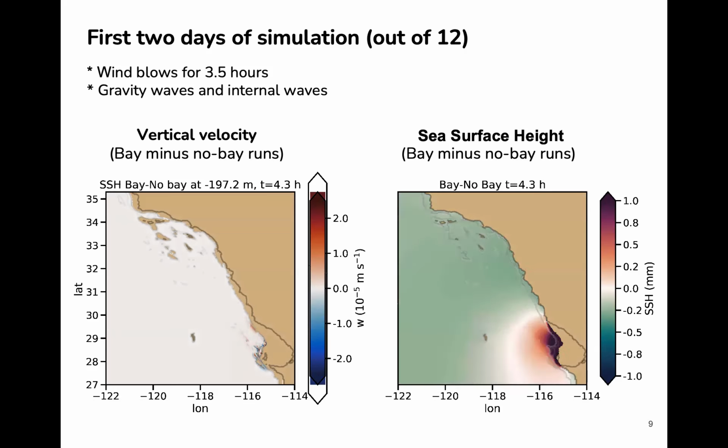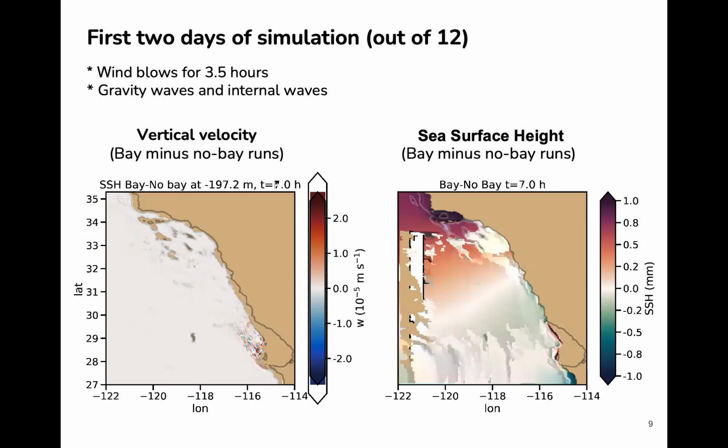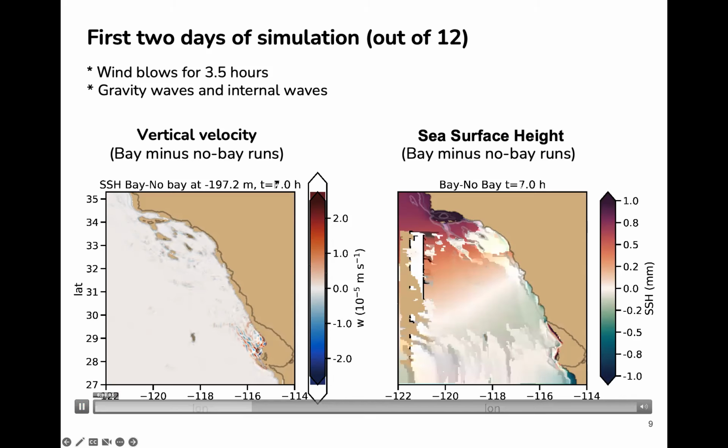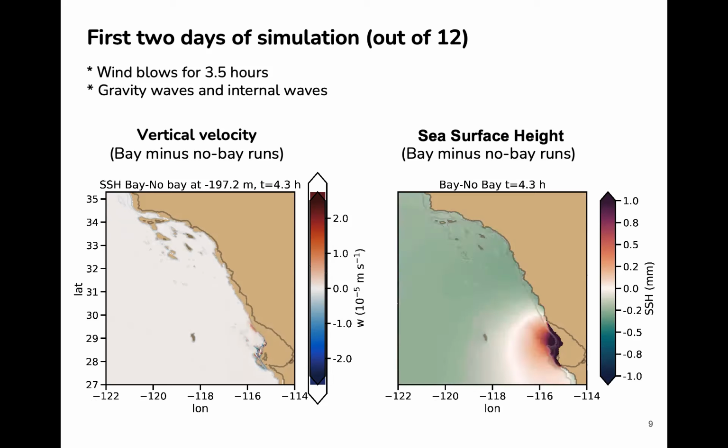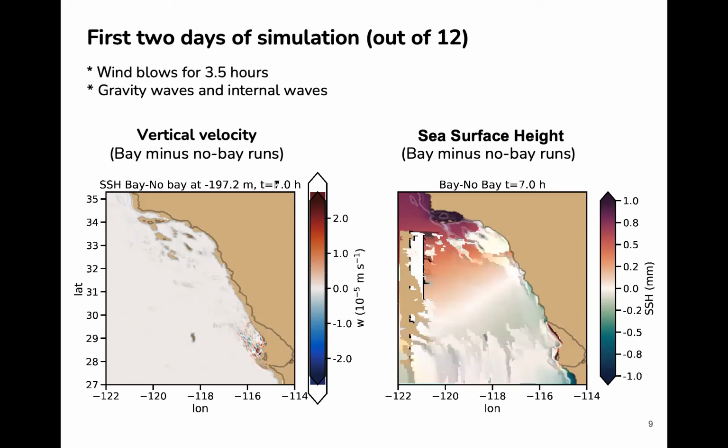And of course, since we're looking at the differences, we don't see what's happening in the bay. But if we, oh no. Yeah, that happens when you share the screen with animation. Well, maybe 7 seconds we can see. But if we look at sea surface height, we see that there's this gravity wave that radiates outside from the bay. I have a static figure, so we can look at them.